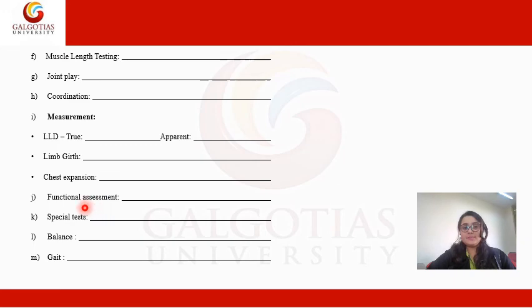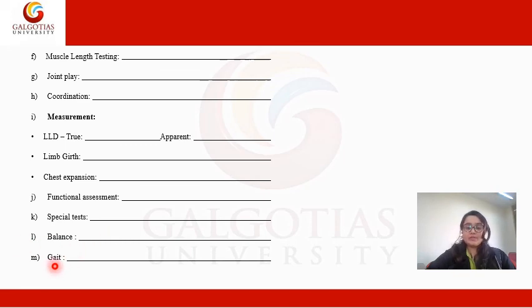Then functional assessment. In functional assessment, we generally opt for a pre-established questionnaire or scales to grade our condition. Then special tests: every joint, every problem has a special test. Whichever tests are positive, we will write them down, and if they are negative, we will also document it. Then we will check balance. Generally for balance, we use the Berg balance scale, timed up and go test, 6-meter walk test, and various other tests.